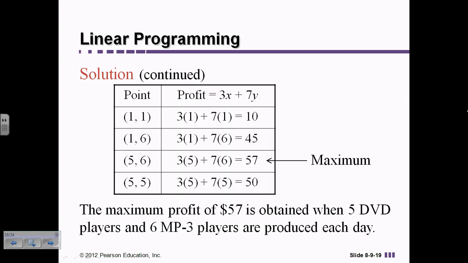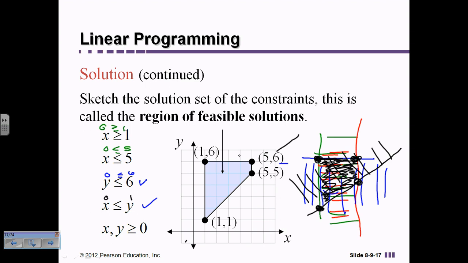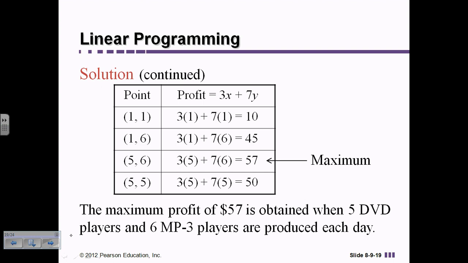So we have a chart here, and we took each of those 4 vertices. Let's go back a second, I'll show you what I'm talking about. We took the vertices (1, 6), (5, 6), (5, 5), and (1, 1), and we used those in our chart. So that means what we have here is x equals 1 and y equals 1, and we plug those into our formula, and then x equals 1 and y equals 6, plug it in for x and y. X equals 5, y equals 6, plugged it in. X equals 5, y equals 5, plugged it in. So this number tells us what our profit is.